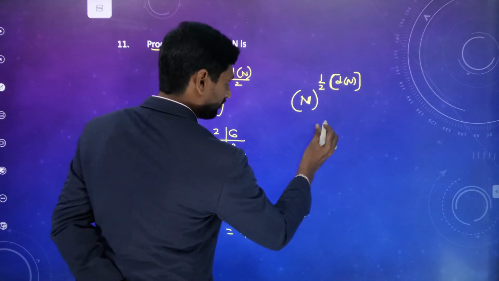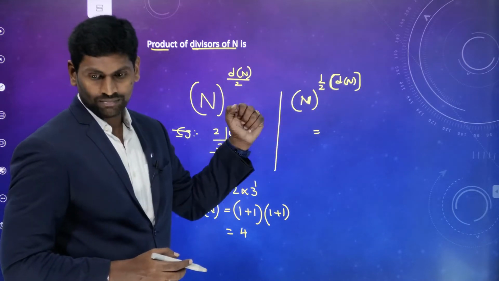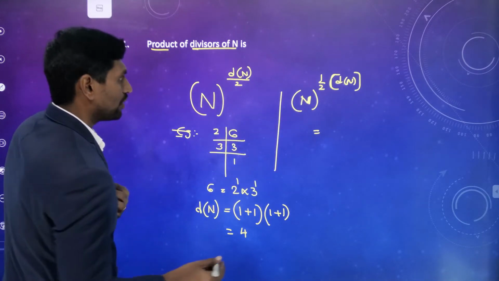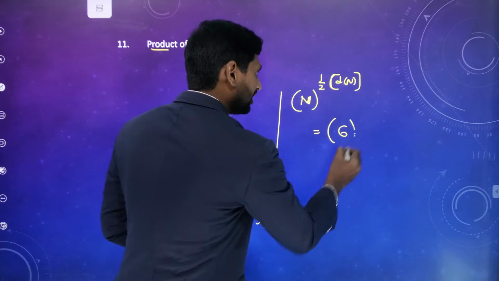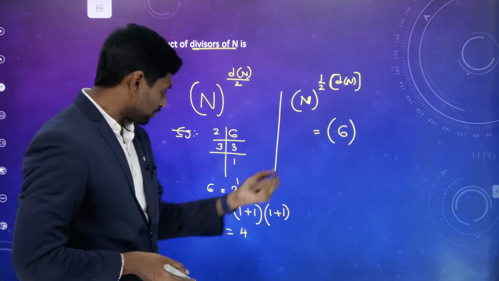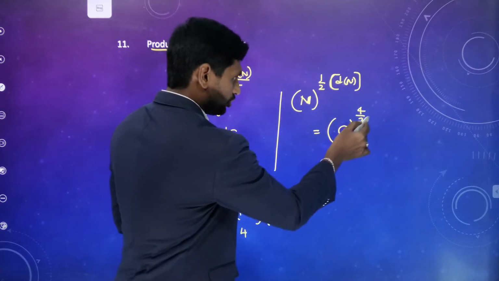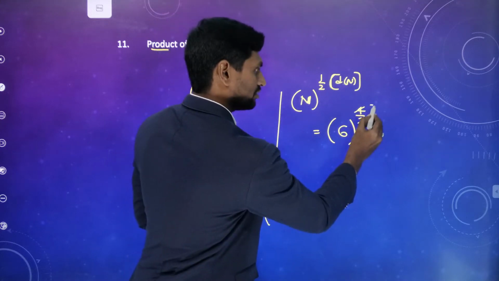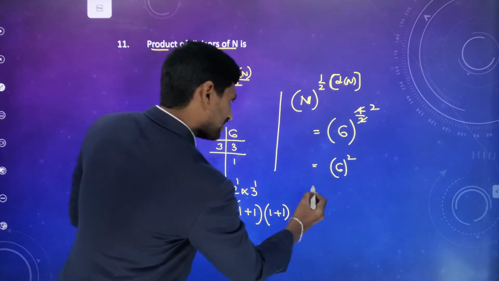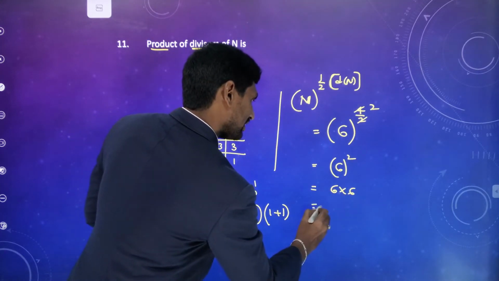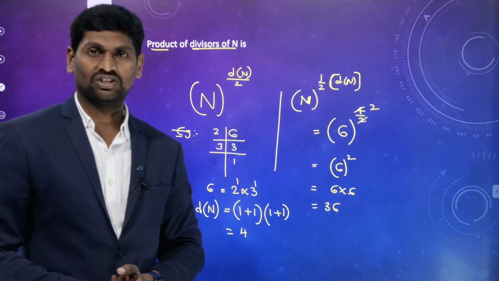Now the product of divisors equals, applying the formula: n means the given number, which here is 6. 6 power number of divisors, which is 4, by 2. 2 twos are 4, so 4 by 2 is 2. So this is nothing but 6 power 2, which means 6 into 6, so 36. Therefore the product of divisors is 36. Okay?